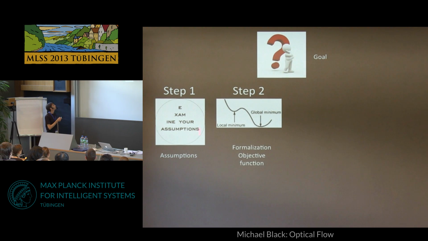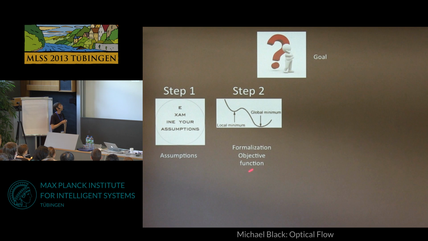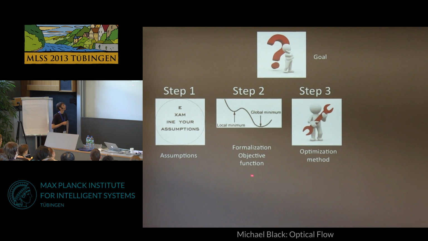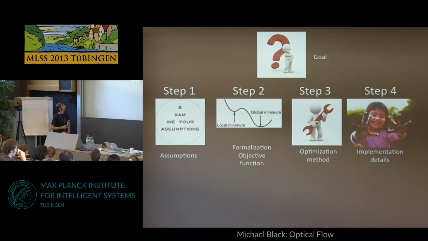Now, once you've got some assumptions about the problem, we're going to formalize it. We're going to formalize a function that we can optimize. And as this suggests, there's going to be local optima we have to deal with. Given a particular objective function, we're going to have to come up with some kind of optimization method. For optical flow, this turns out to be fairly specific to the flow problem. There's a bunch of features about it that you'll see that make it a little tricky.